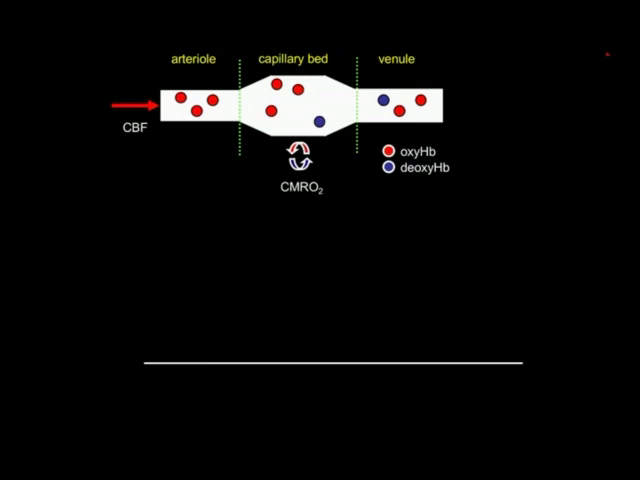So in this example, we have the cerebral blood flow, which is bringing in oxygen through the arterioles into the capillary bed. As there's metabolism, some of the oxyhemoglobin gets converted into deoxyhemoglobin. And so in the venules, or the small veins, we have both oxy and deoxyhemoglobin here. Now, with neural activity, we expect that metabolic rate will go up, and therefore we expect to have more deoxyhemoglobin.